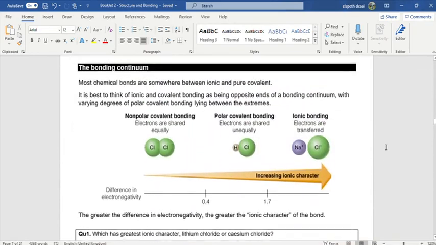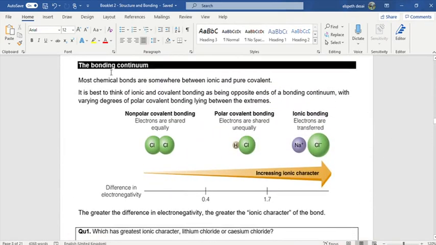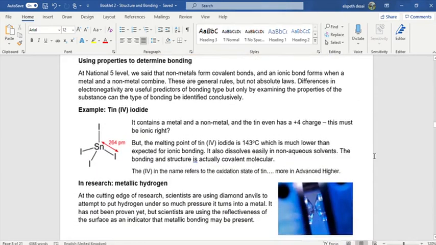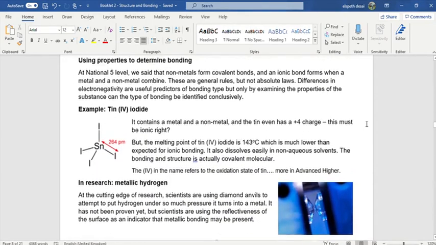Right, the final page that I'm going to ask you to do in this lesson is this bit about the bonding continuum. Again, that's all on the PowerPoint and you can read through the notes. Hopefully this will make sense to you. And then you've just got a little bit of extra information in your notes.